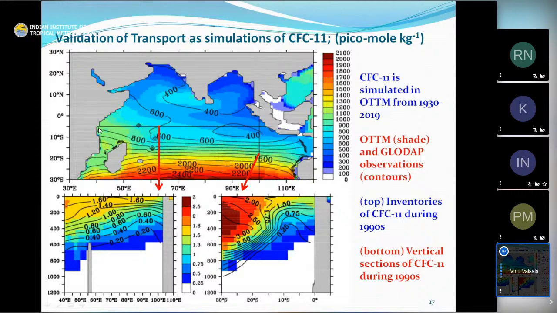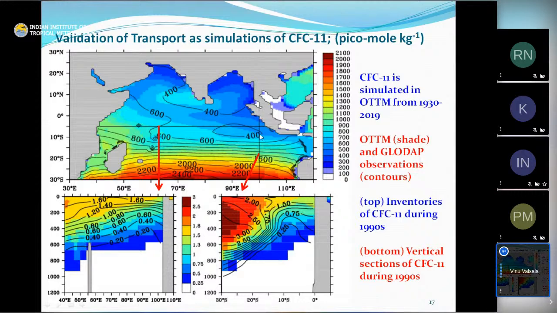So let us check a cross section from west to east along 5 degrees south. This cross section from surface to 1200 meters, the color shows the model inventory of CFC and the contour shows the observed GLODAP data set. Okay, so they are kind of matching here.